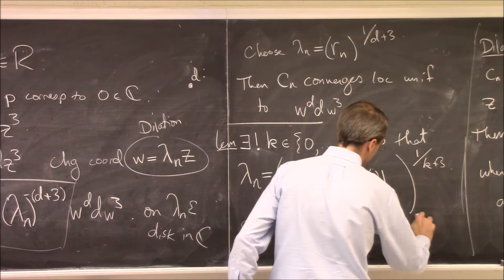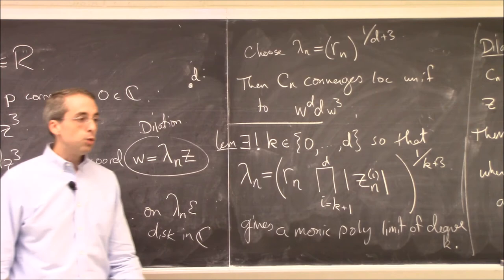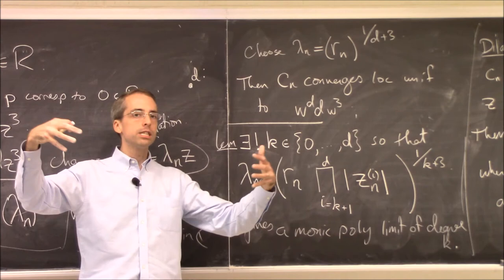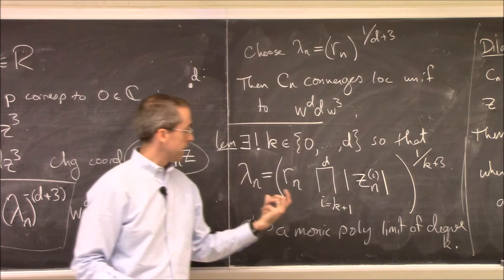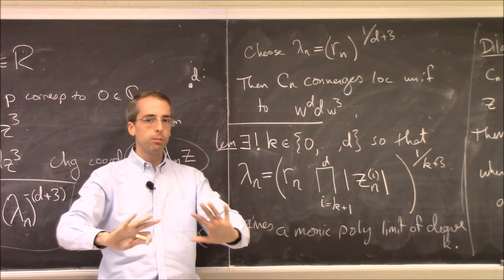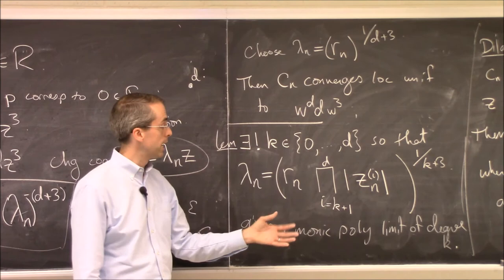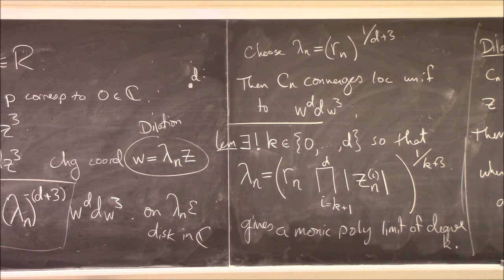So in other words, you may have to adjust your scale factors a little bit. And as a result of adjusting them, you can no longer guarantee that all the zeros are captured. Some of them may wander off to infinity because they go to zero more slowly than lambda n goes to infinity. But allowing those to escape, what remains converges to a monic polynomial. And that is the definition of the local limit, which I won't write now. But the local limit is the monic polynomial that has the limits of lambda n times zni as its zeros. OK, so I think I'll stop there.